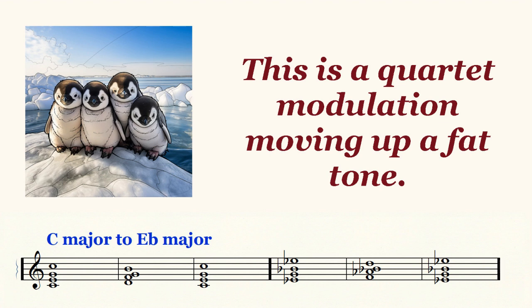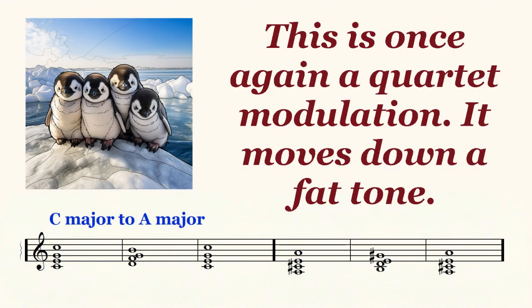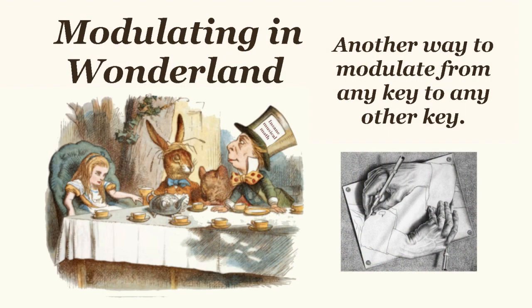We now want to start in C and go to E flat. Now start in C and go to G flat. Finally, start in C and go to A. The result is you start in C and go to three different keys. You are modulating from C, and it is all as smooth as silk.